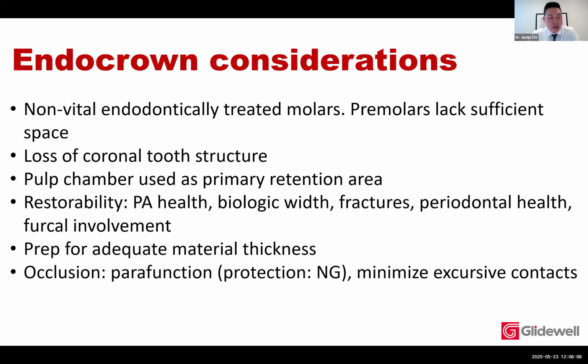Occlusion. So in a situation where we've lost a lot of coronal tooth structure for ultimate strength for the restoration and tooth complex, we want to think about minimizing, or certainly for patients that are in heavy parafunction, do you want to consider even going this route to restore? If you do restore, how are you going to protect the teeth? Prescribing a night guard can certainly be a good modality. For the design of the restoration, you want to minimize any excursive contacts.